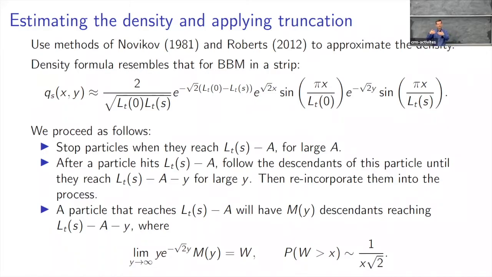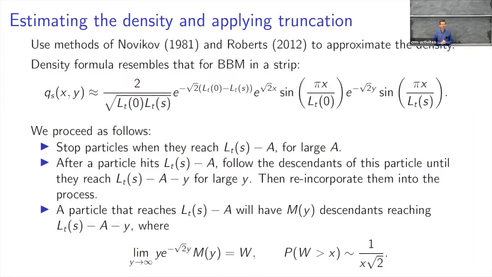And so, again, following an approach very similar to what we used in the slightly supercritical case, we're going to analyze this process in the following way. We're going to stop particles which reach L_t(s) − a at time s, where a is a large positive number. And this will give us good control over the particles that stay below the boundary. The number of such particles will stay relatively close to its expectation. But then after a particle reaches L_t(s) − a, we'll follow the descendants of this particle along until they reach L_t(s) − a − y for large y. And then we'll reincorporate those descendants back into the process.